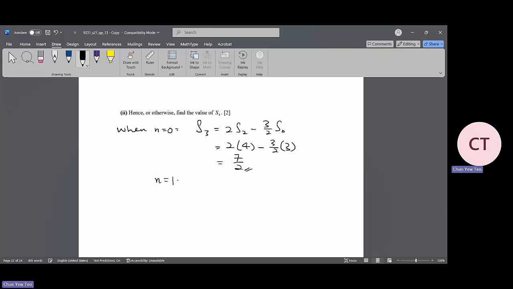So when n is equal to 1, you get S4 equal to 2S3 minus 3 over 2 of S1. So you just substitute the value inside. S1 in part A we also have is 2. So it's 7 minus 3, which is 4. Done. This will be the answer for number 2B part 2.